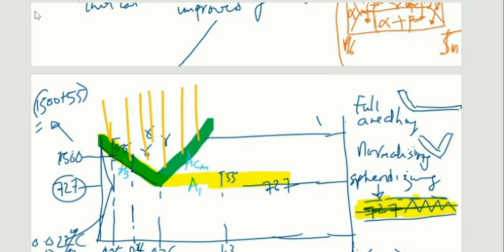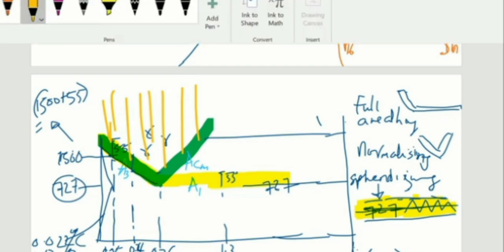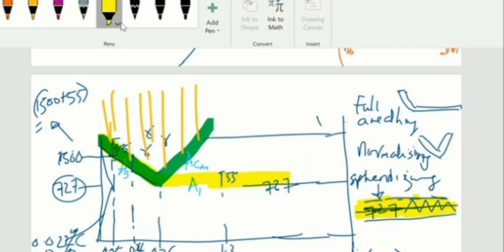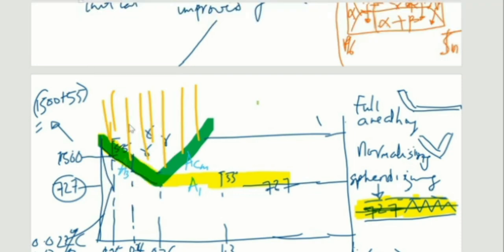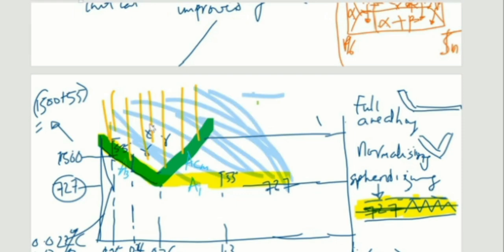Sorry, for the normalizing, it's only within this region, the V region. While for the full annealing, it is the complete region here, because this region is the L shape, and this is the replica, right? This is the L shape. Well, let me put it this way, isn't it?